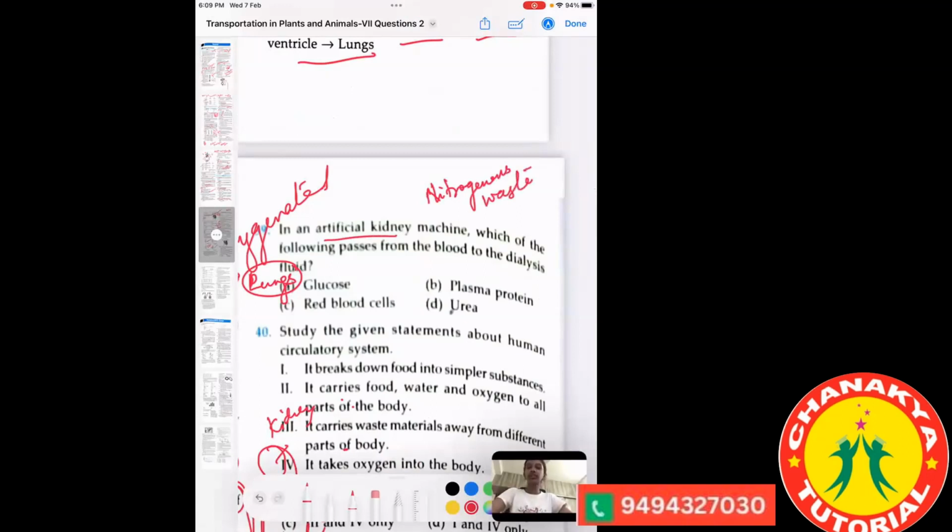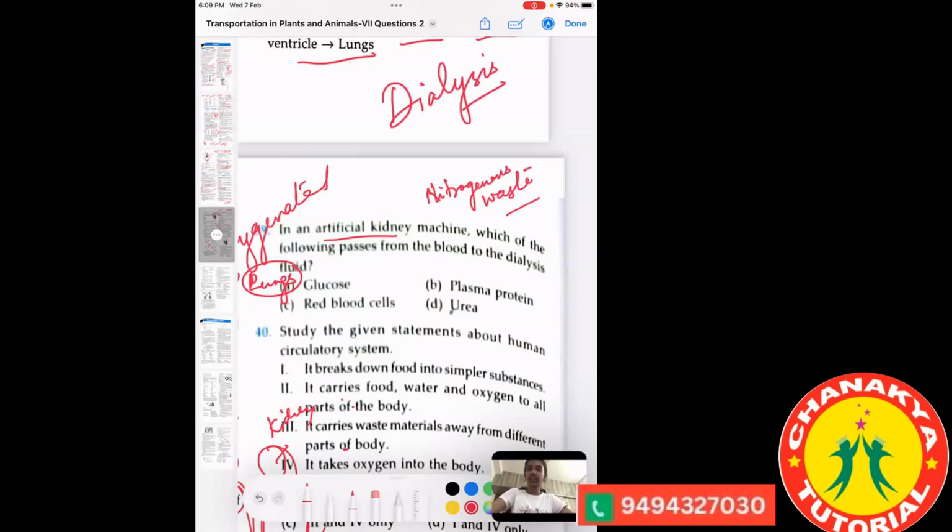So might be one kidney will not work. If one kidney is not working, the person can remove the waste. But if both the kidneys are not working, the nitrogenous waste will not move out. And in that case, slowly and gradually, what happens? The poison will build up in the body of that person. So that is why it is important that if both the kidneys are not working, those nitrogenous wastes have to be removed artificially.